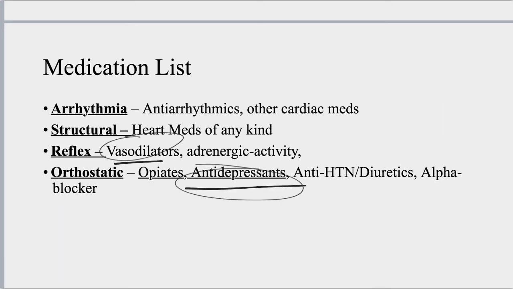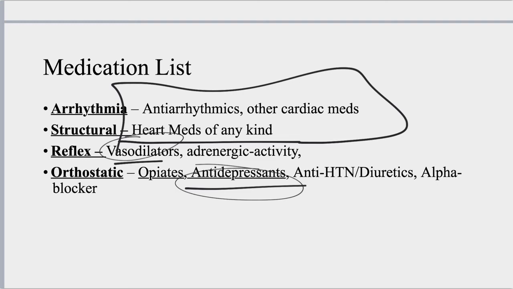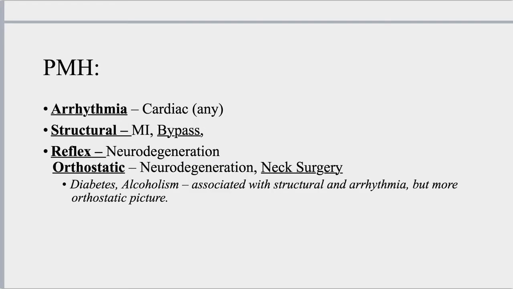You would look for things like antidepressants and opiates. For structural heart meds of any kind, but specifically antiarrhythmics, is the patient taking dofetilide, for example? What's their potassium level? For the past medical history, what is your heart past medical history? Do you have any history? Have you ever had an MI or a bypass?